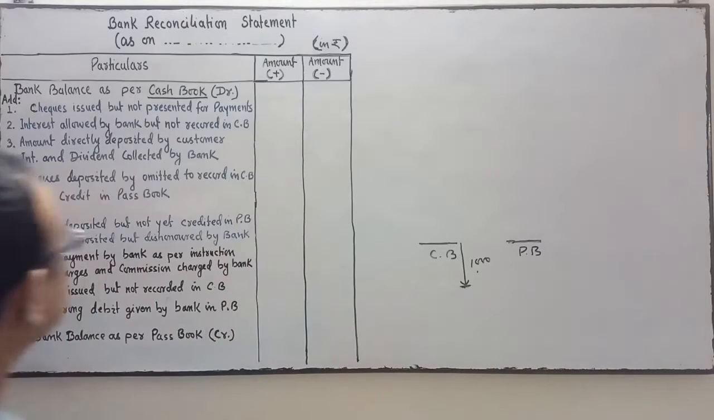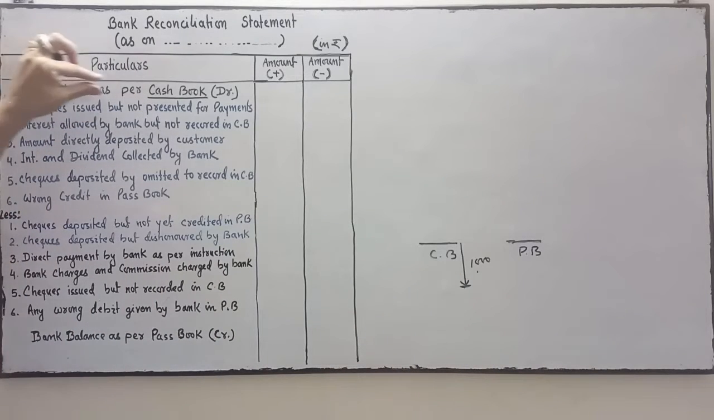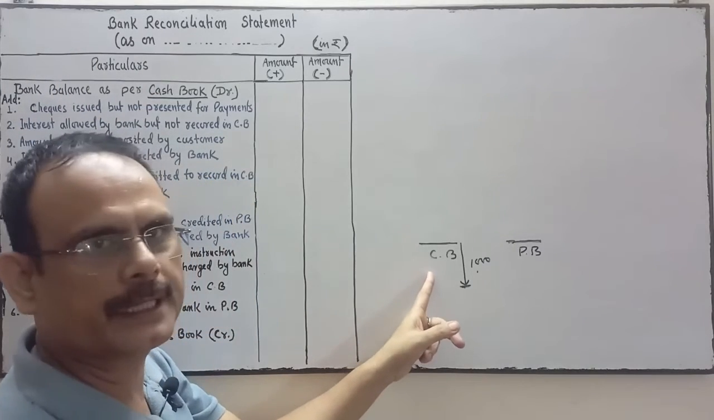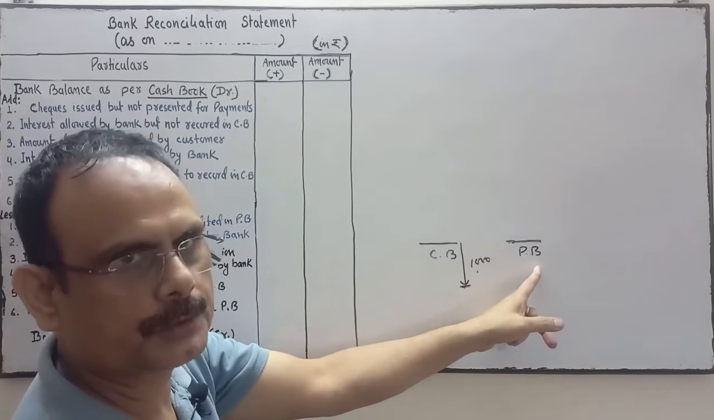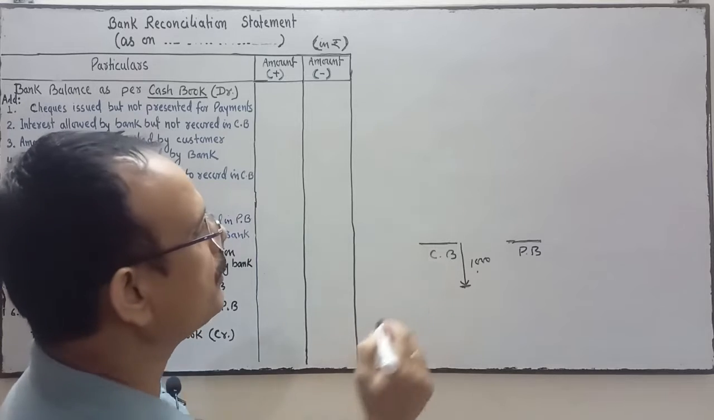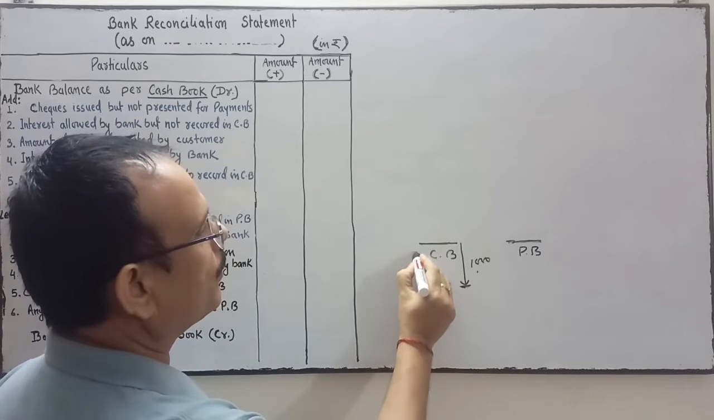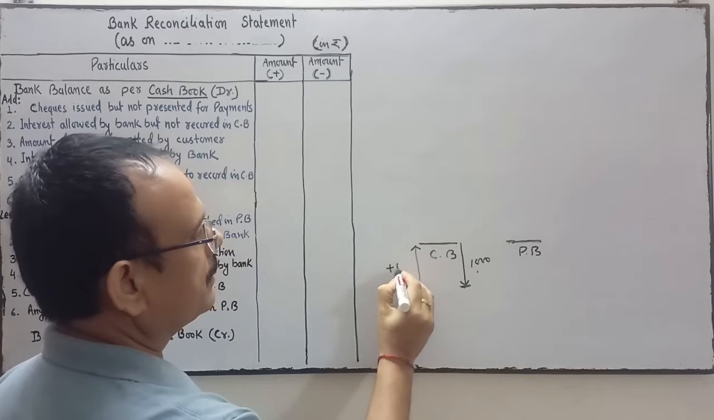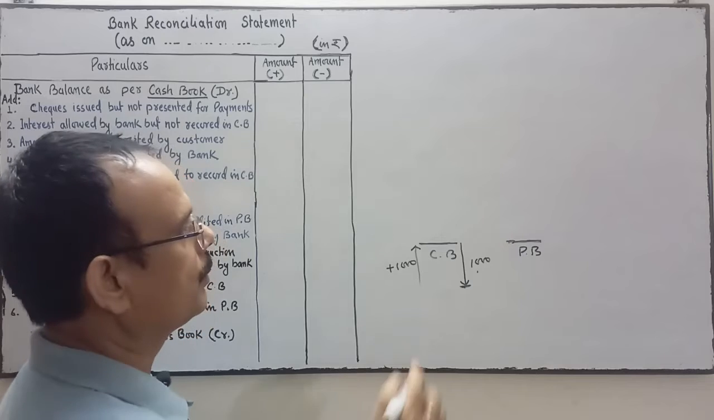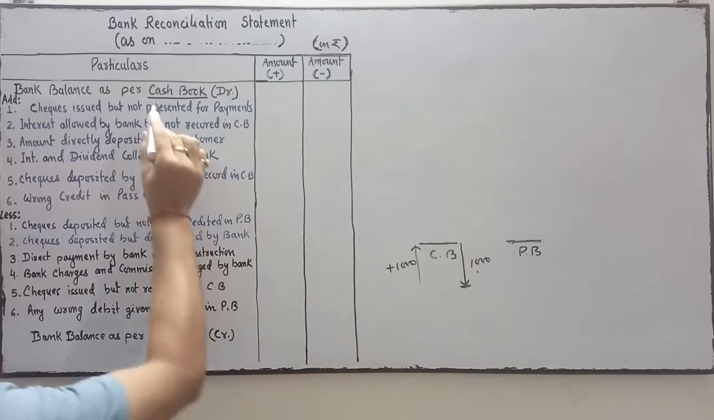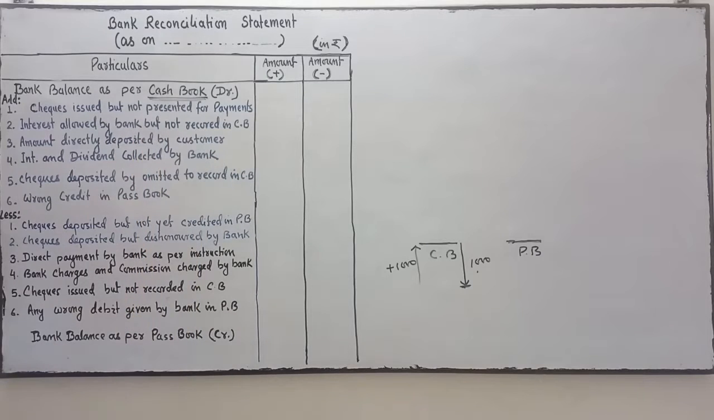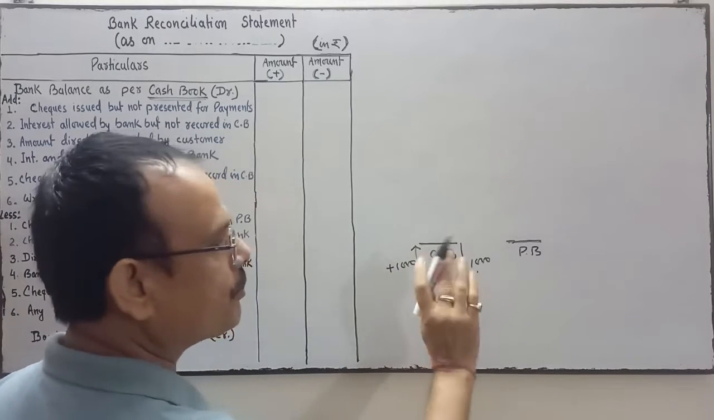So we start with the cash book balance here, the bank balance as per cash book, and we'll do the addition and subtraction on the cash book side only to make the balance equal to the passbook. So what we'll do, only this side we will use. If we add 1000, then the balance of both the books will be the same. Only this side we will use, because we started with the cash book balance. So we'll only touch the cash book side, not the passbook side.